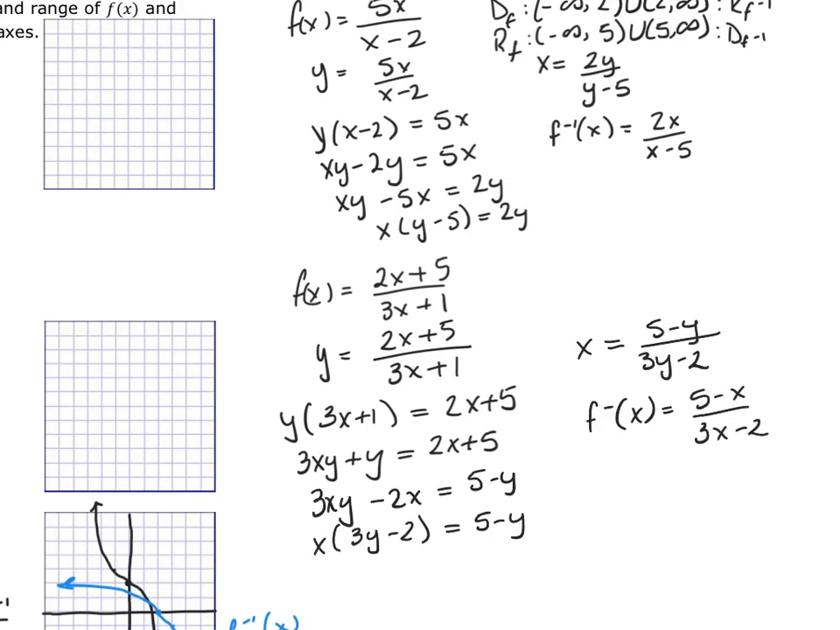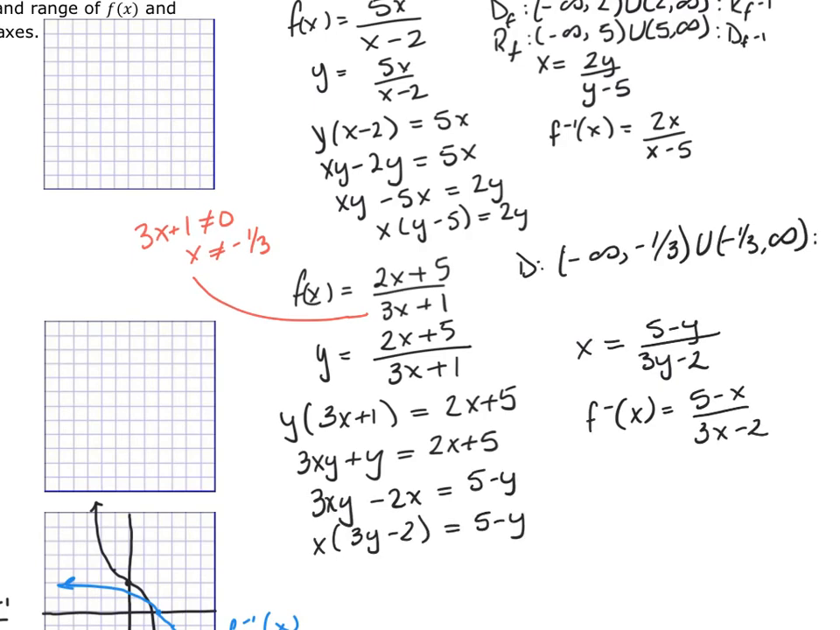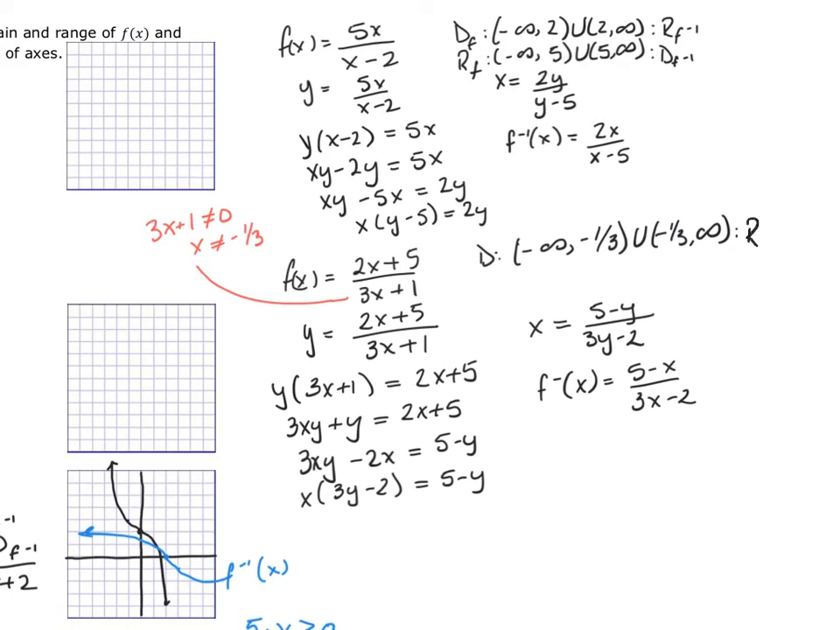Now let's go back up here and talk about the domain of my original function. Now my domain, what I do again is I set the denominator. 3x plus 1 cannot equal 0. X cannot equal, it's plus 1, x cannot equal negative 1/3. So the domain of my original function is negative infinity to negative 1/3, union between negative 1/3 to infinity. This is the range of my inverse.